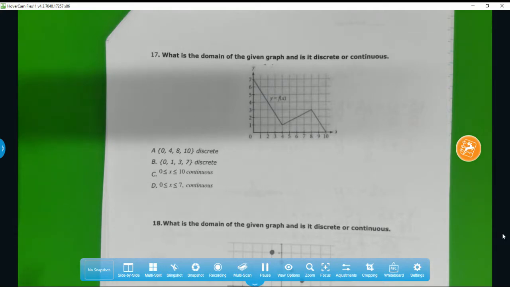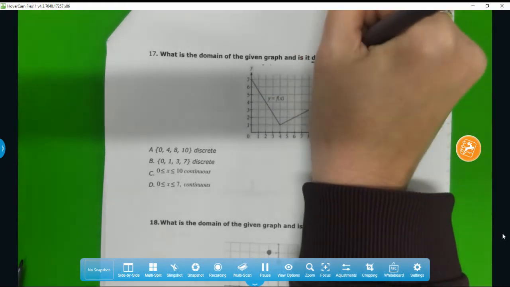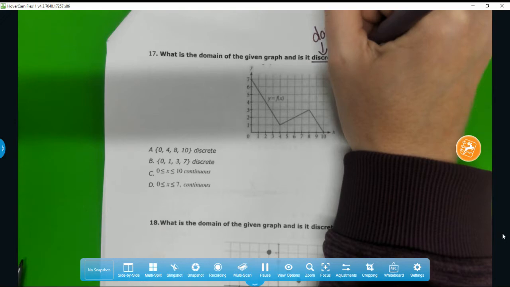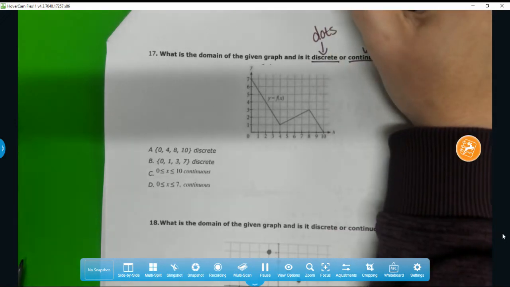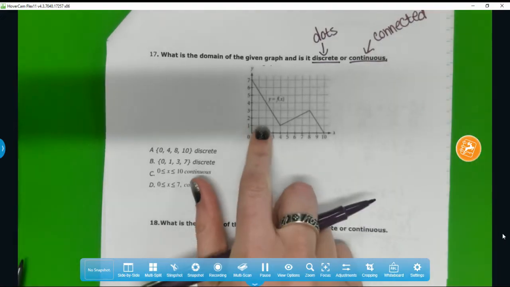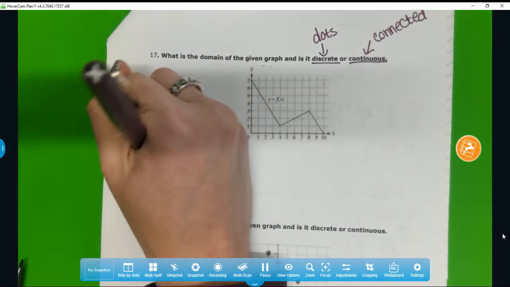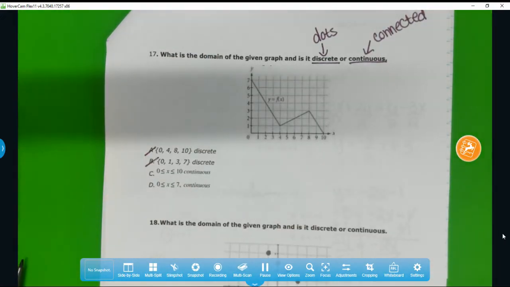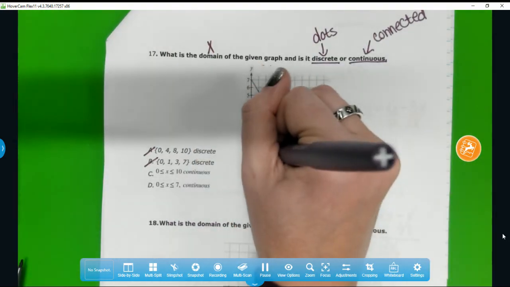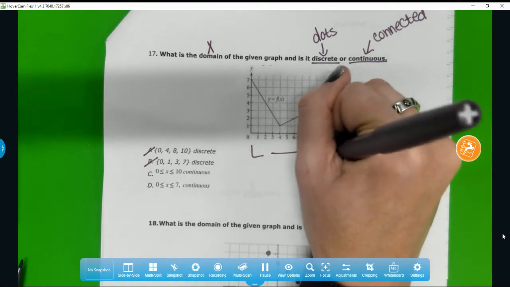Okay. All right, what is the domain of the given graph, and is it discrete or continuous? Remember, discrete is just going to be dots. Continuous is going to be connected. So if we look at this graph, everything's connected, so we know it's continuous. We are looking at the domain, so we're looking at the x. So we're going left to right.